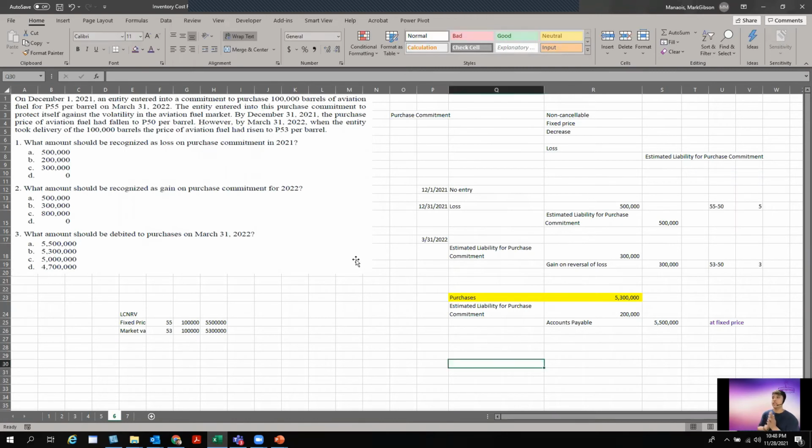Sige, pag-usapan muna natin yung ano ba yung purchase commitment. So basically, class, in the purchase commitment, we're entering into a non-cancelable contract where we fix the price of our purchase. So whether there's a decrease or increase in the price, we lock the price as early as we enter into purchase commitment.